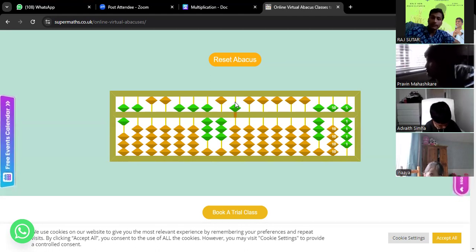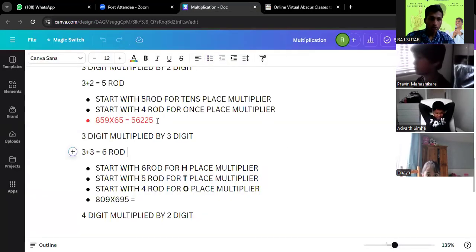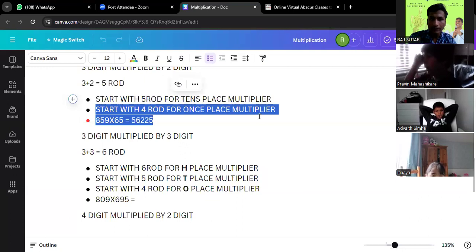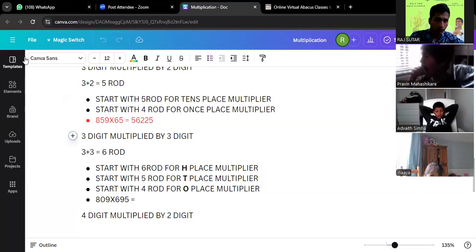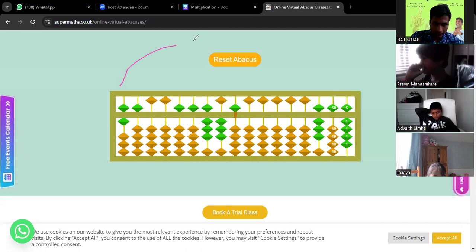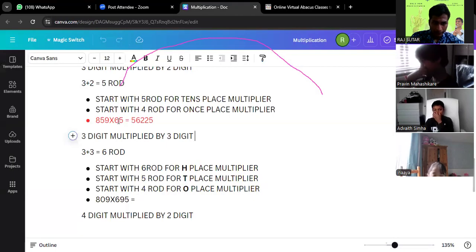So how it is done, please understand. That's why I'm telling you, please focus on the screen when I'm explaining. Getting it? See, children, how it is written. Start with the fifth rod for the tens place multiplier and start with the fourth rod for the ones place multiplier, children. Again, I'll explain on this abacus. When we multiply 6, the first digit will be this. This 6 is multiplied by this 8.